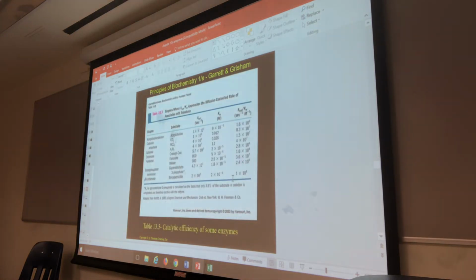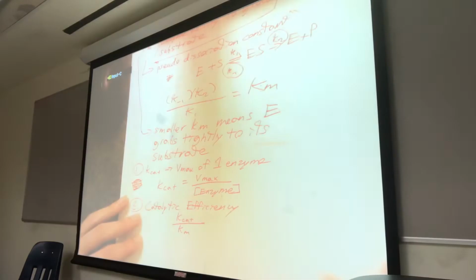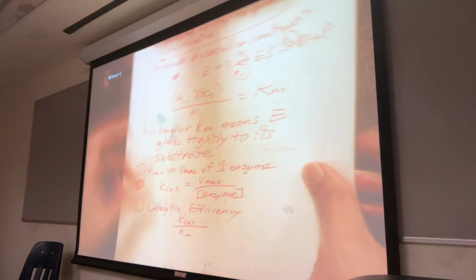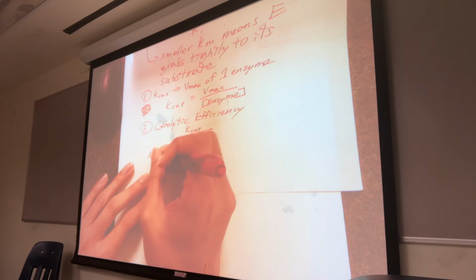If you want a list of efficiencies for enzymes, there's a whole list of numbers here. Notice they have wildly different Kcats and Kms, but when you actually calculate their efficiencies, they're pretty similar. There's one property you should know, especially about catalytic efficiency: there actually is a maximum limit to it. Let me flip back to the document camera. So there's a maximum limit called the diffusion limit.